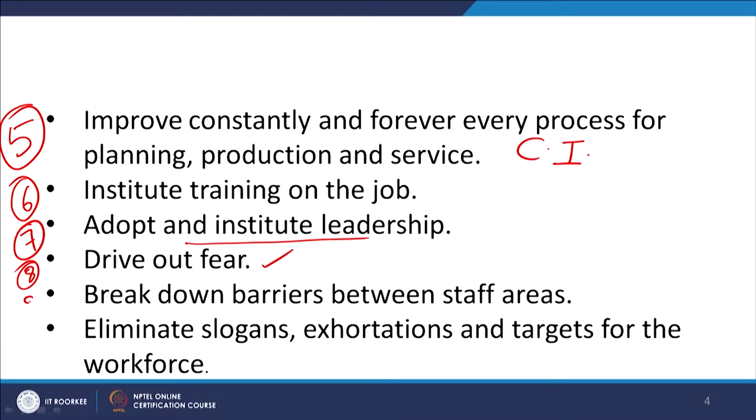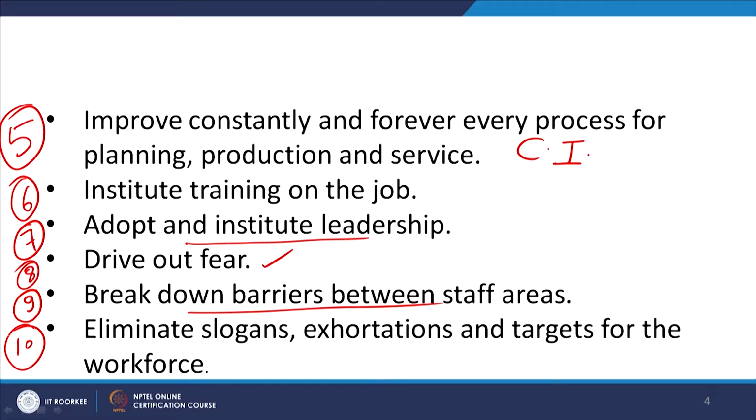Then another important thing which Deming suggested is to break down barriers between staff areas. Now, in organizations normally we live in watertight compartments. I am a production person, you are a maintenance person, you are a purchase person, you are a design person, etc., etc. But if we want to go into total quality management kind of area, we need to remove these barriers.